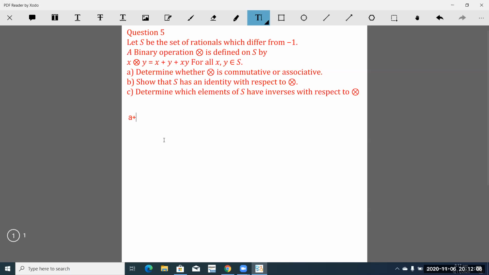So we need to show A star B. And it's not star. I don't know what that symbol is. Let me try and copy this symbol.